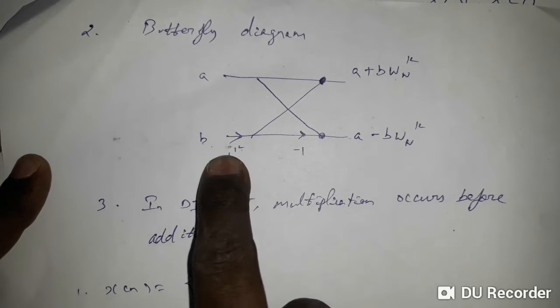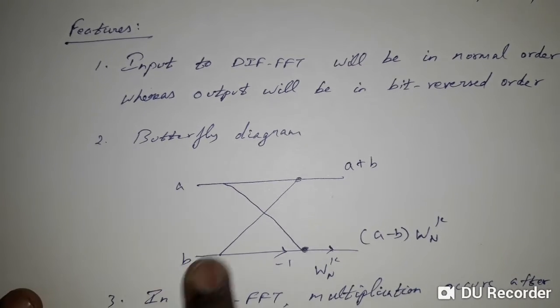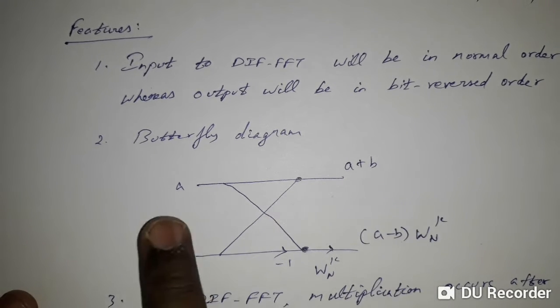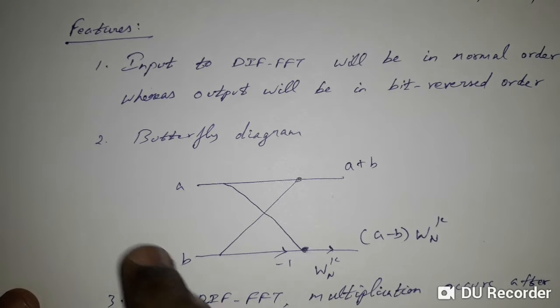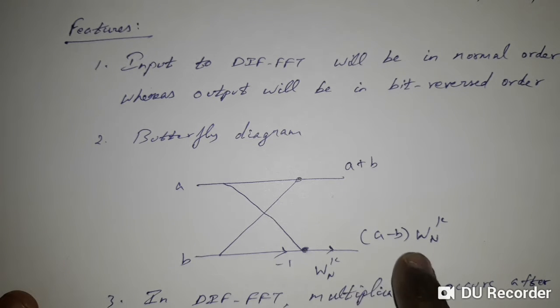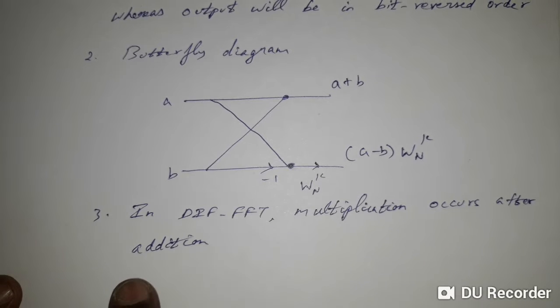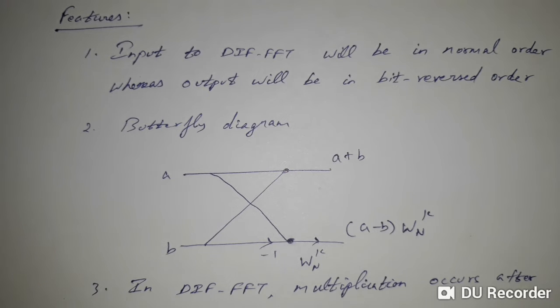Okay, so the multiplication comes before the addition, whereas in DIF FFT it's the opposite, right? So here there is no multiplication first. Here we have a and b, so a plus b, and below, a, again b into minus 1, so that becomes a minus b. That answer is multiplied with W_N power k. So the multiplier occurs after the addition. I am putting a minus b inside a bracket, and the answer will be multiplied with W_N power k. This is another difference, right? So the multiplication occurs after addition. It's quite the opposite of what we did in DIT.